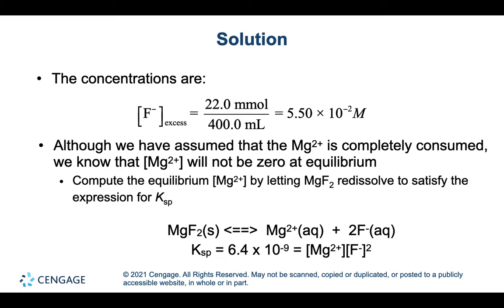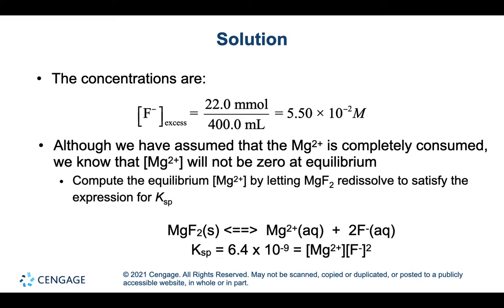Now, plugging that back in to find the molarity of F minus, the leftover F minus in solution is going to be 22 divided by 400. 22 millimoles divided by 400 milliliters, which is the same as 22 moles divided by 400 liters, or 5.50 times 10 to the minus 2 will be the molarity of F minus.